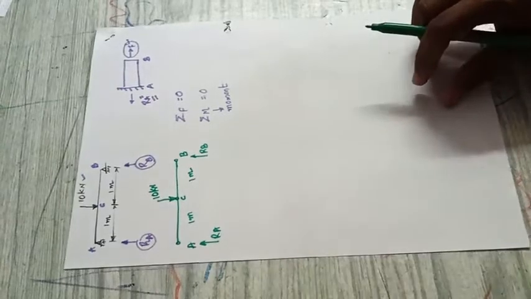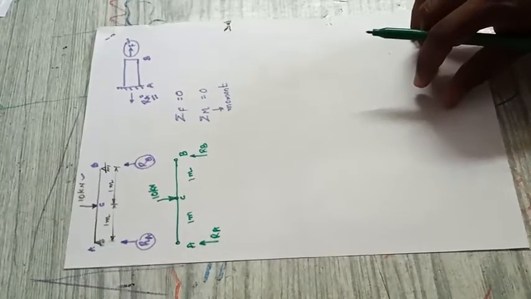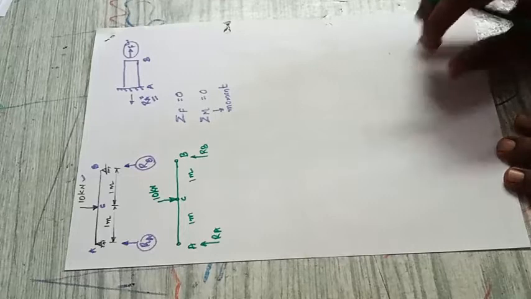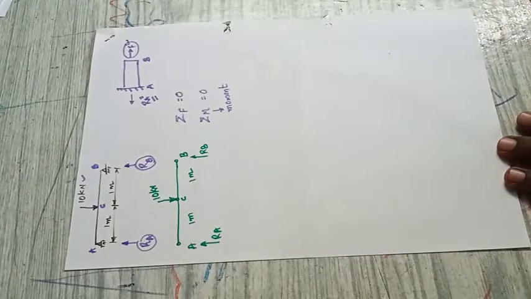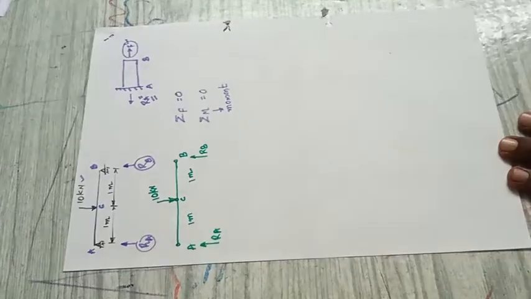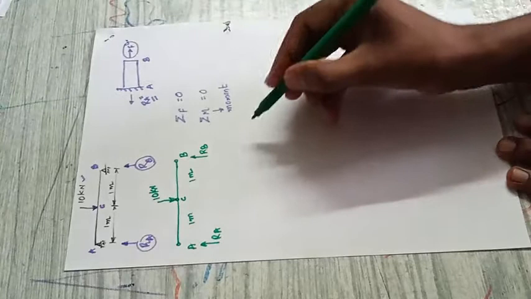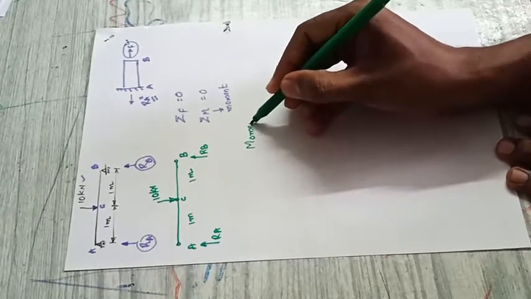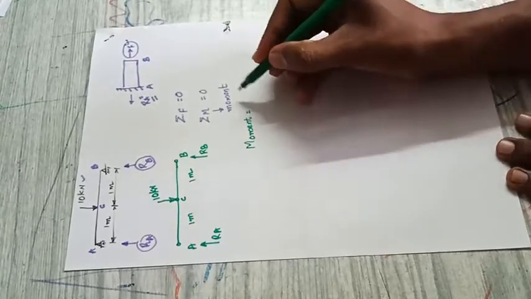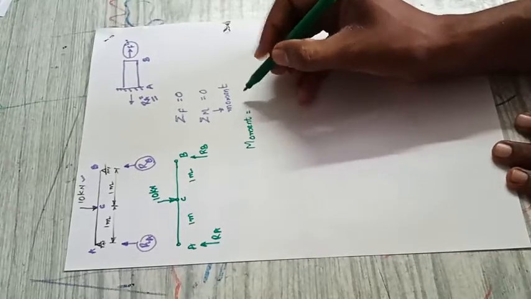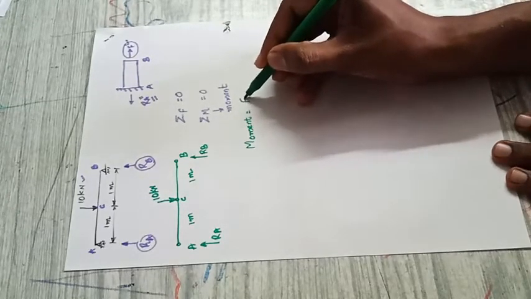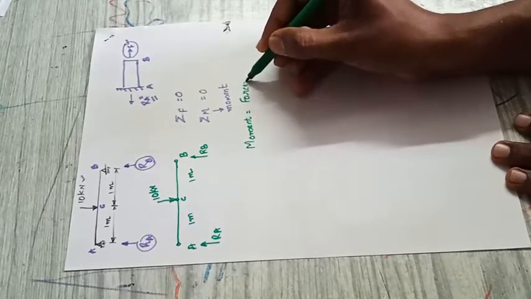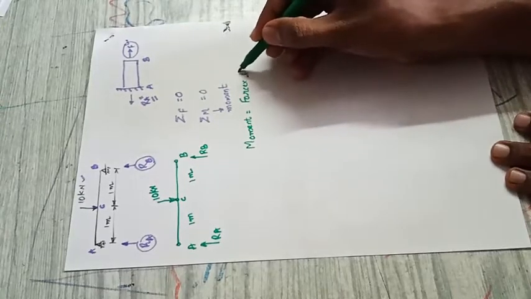So what I'm telling you is that there are two unknowns. For this reason, we use the equilibrium of forces as well as the equilibrium of moments. So what is the moment? Moment is defined for an individual force as force into perpendicular distance.